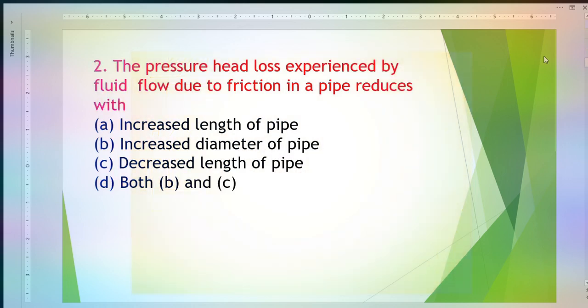Our next question is: the pressure head loss expressed by fluid flow due to friction in a pipe reduces with. The options are increased length of pipe, increased diameter of pipe, decreased length of pipe, both B and C. The correct option is both B and C, that is, increased diameter of pipe and decreased length of pipe.